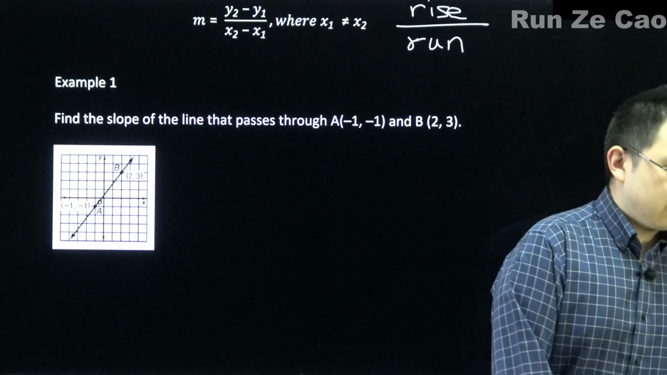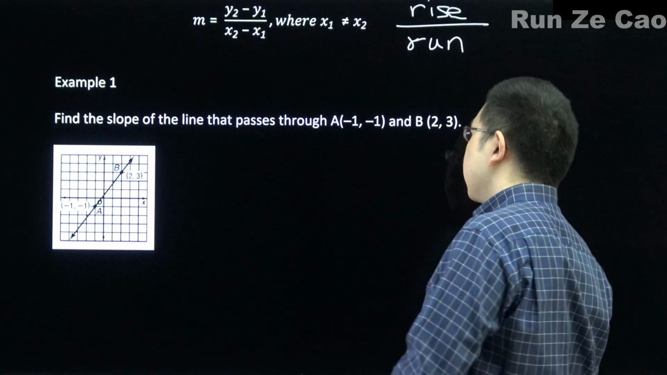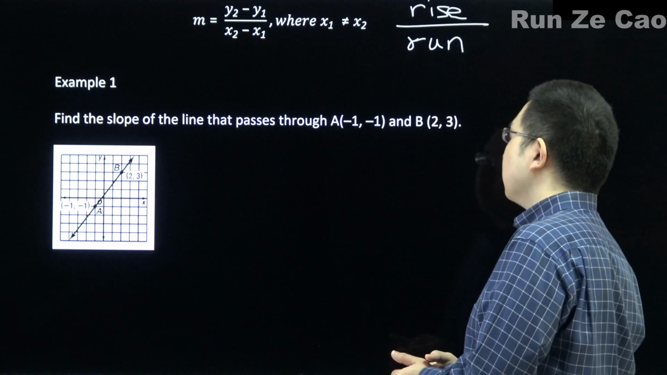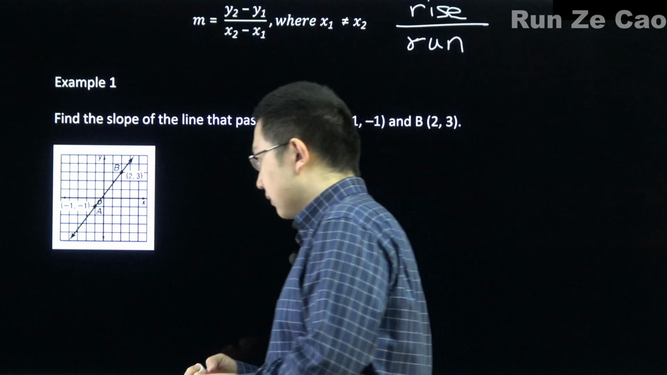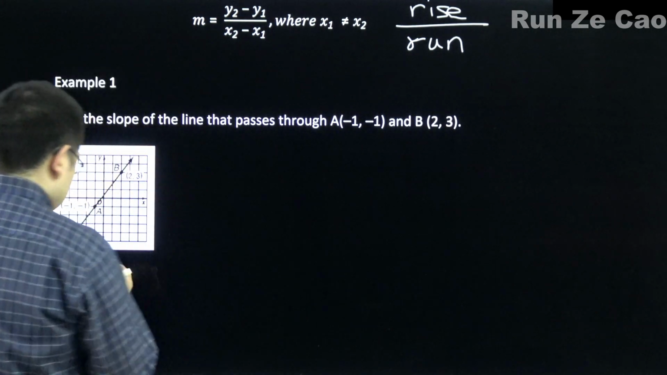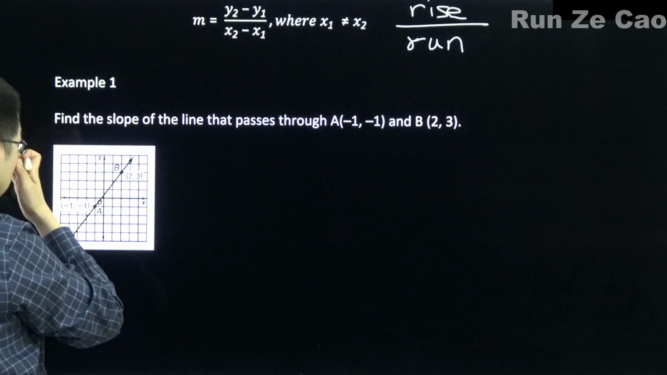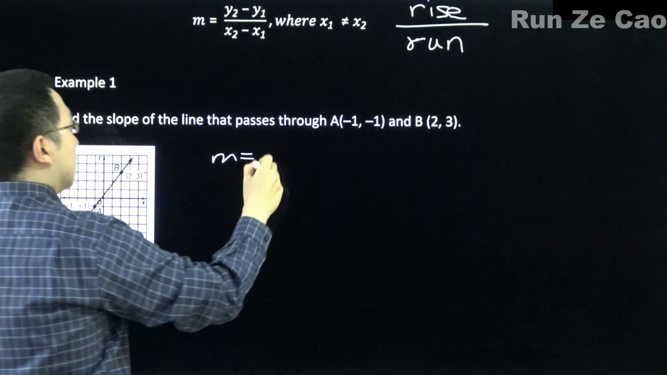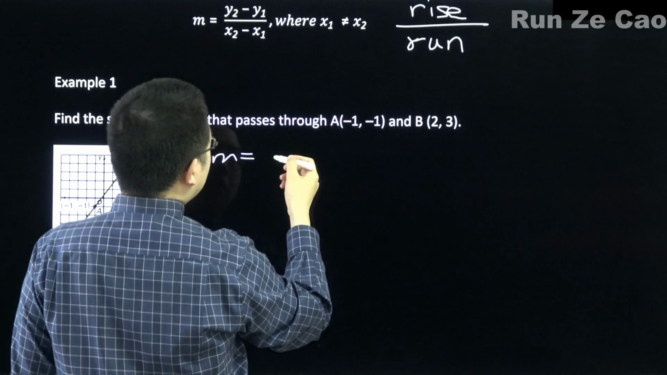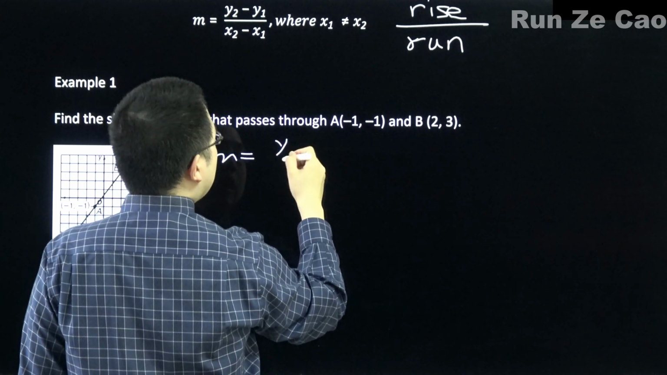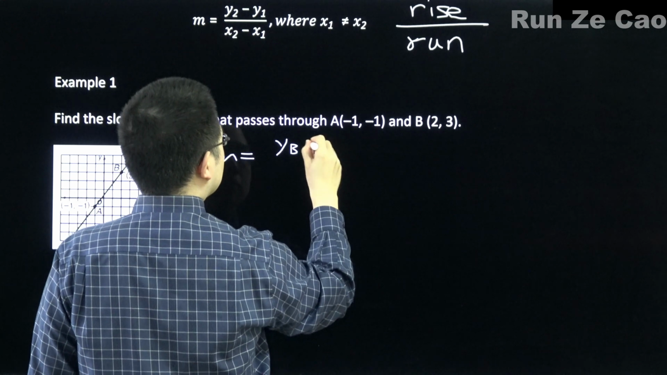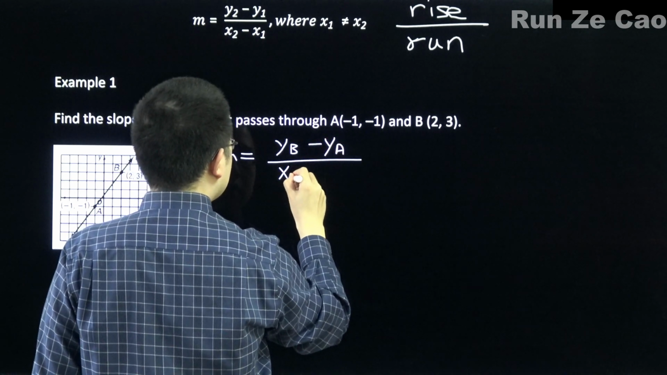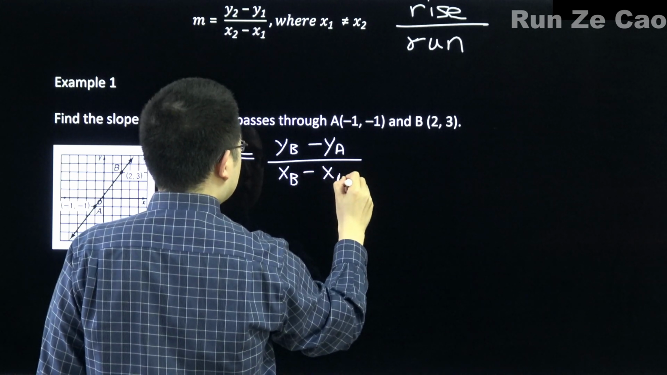Now, let's find the slope of the line that passes through point A, (-1), and point B, which is (2, 3). The slope is m equals rise over run, or y2, well, yb minus ya over xb minus xa.